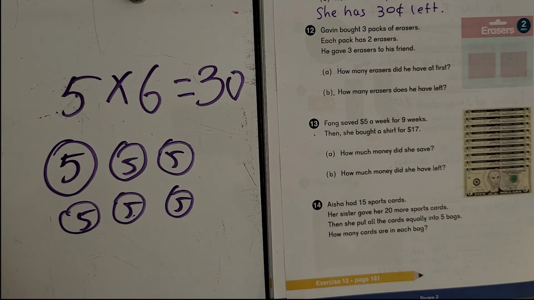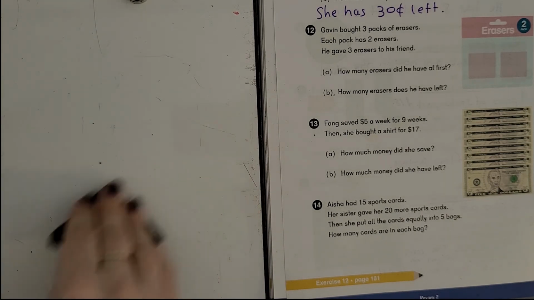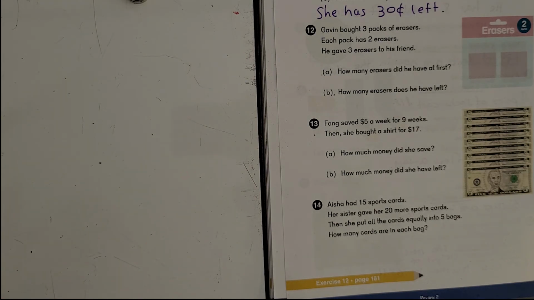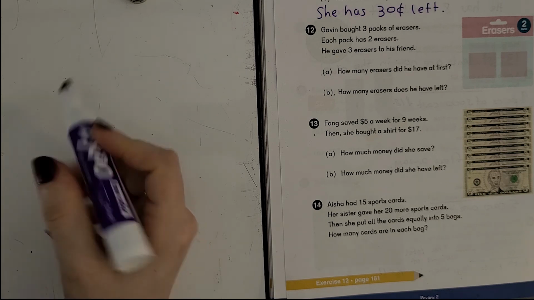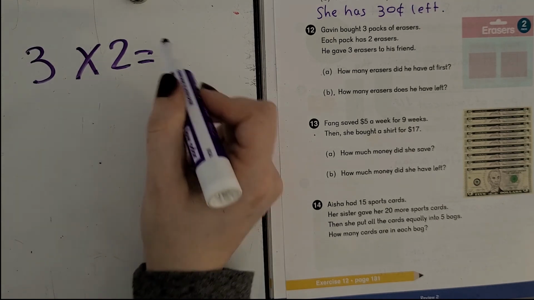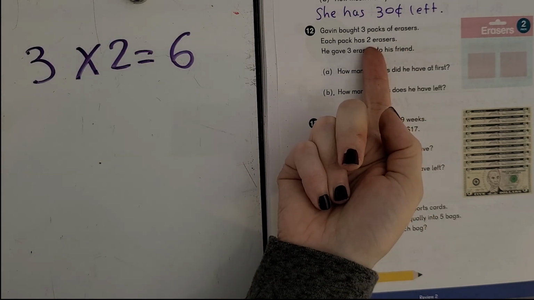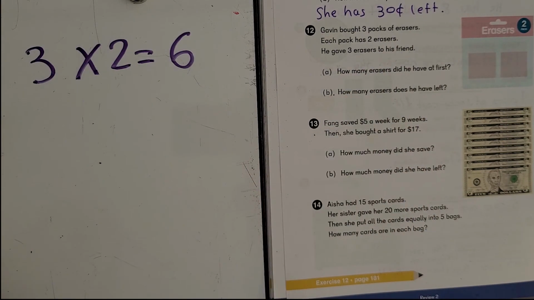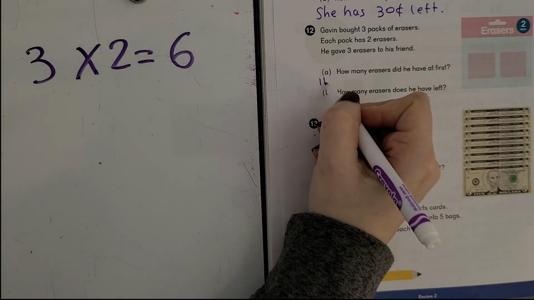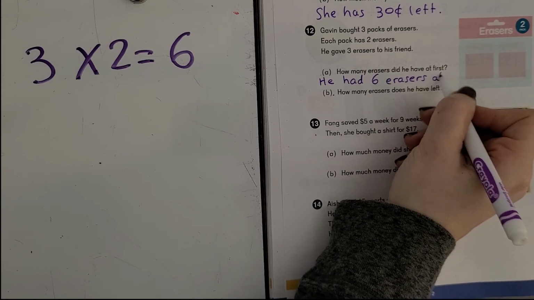Number 12. Gavin bought 3 packs of erasers. Each pack has 2 erasers. He gave 3 erasers to a friend. How many erasers did he have at first? Okay, now we're trying to figure out how many erasers he had first to begin with. He bought 3 packs of erasers. Each pack had 2, so I'm going to multiply it by 2. 2 times 3 is 6. I'm sorry, 3 packs, 2 erasers. So total, he has 6 erasers. He had 6 erasers at first.